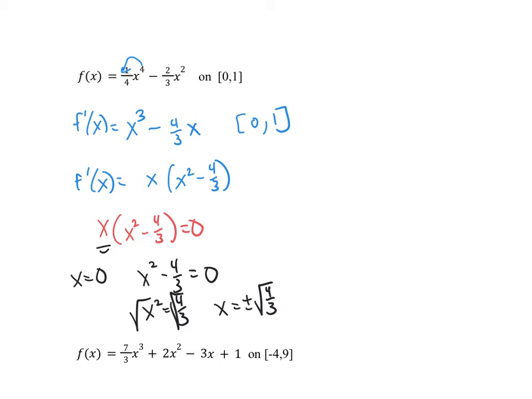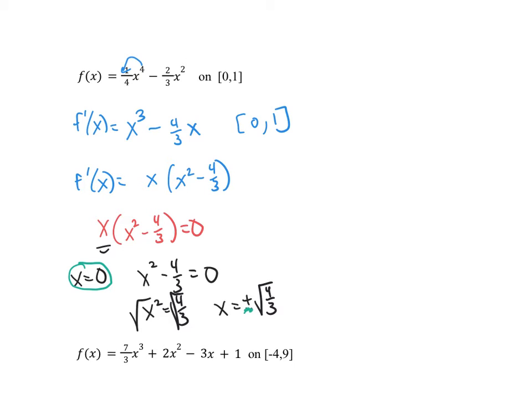Now, there are 3 critical numbers, but I'm going to claim I'm only going to choose 2. I'm definitely going to use 0 because that's in my closed interval, because I'm looking for only points between 0 and 1. But I'm not going to worry about the negative one, because negative square root of 4/3, whatever decimal that turns out to be, is going to be less than 0.